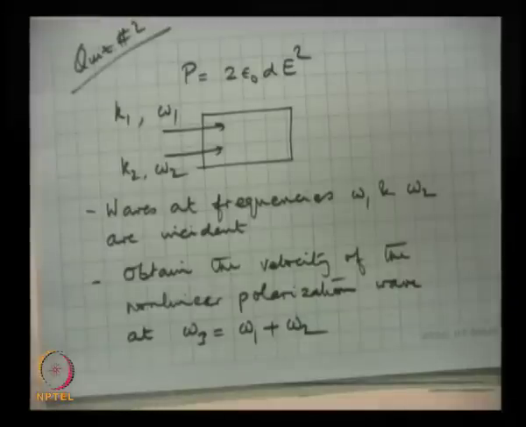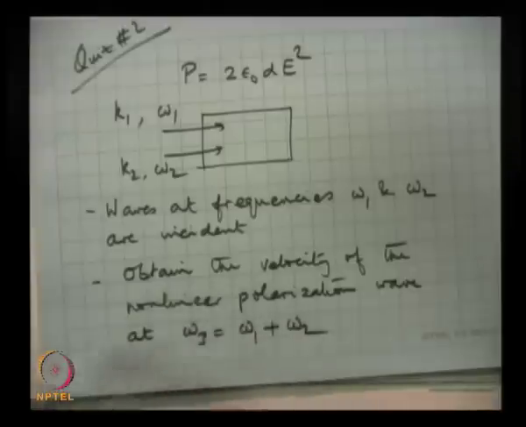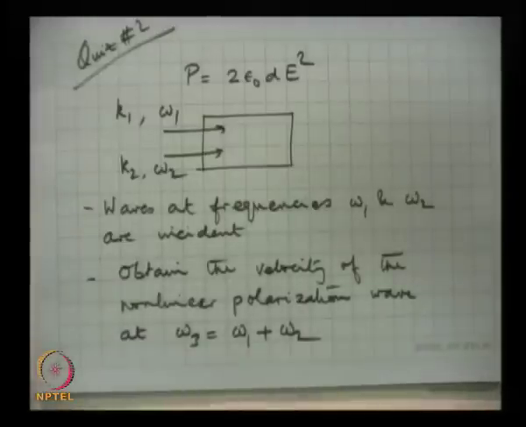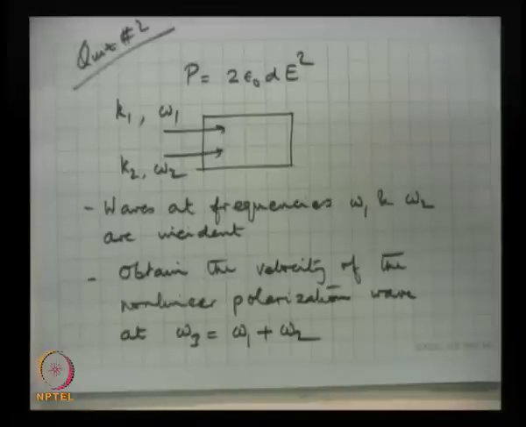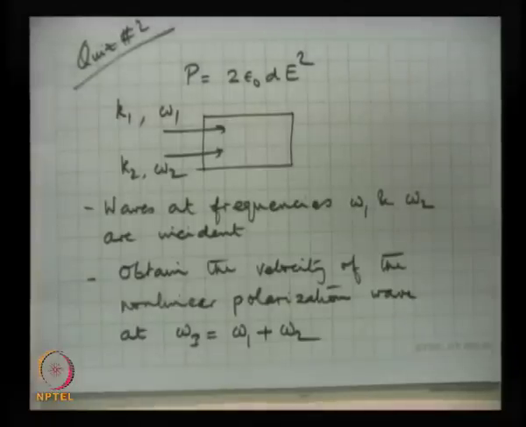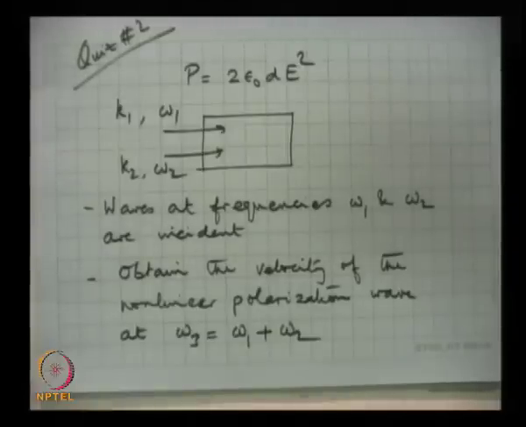Okay, this is a crystal with a finite nonlinear coefficient d, and waves at omega 1 and omega 2 are incident in the crystal. The propagation constants are k1 and k2. So, because of this nonlinear effect, there will be nonlinear polarization at the new frequency omega 3, which is omega 1 plus omega 2. What is the velocity of this polarization? Because I would need to know this to understand phase matching. So, what is the velocity at which this nonlinear polarization at omega 3 frequency is propagating?